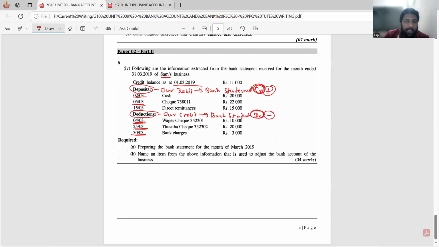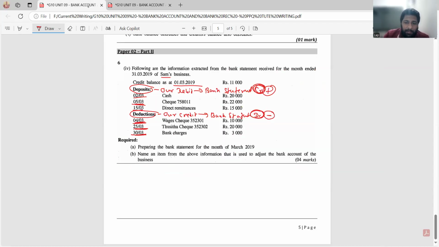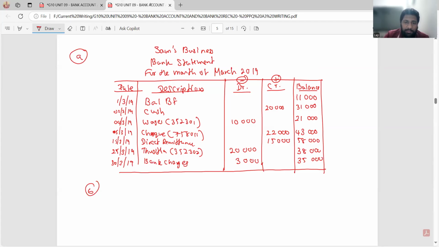So that's part A of the question. Part B, what are they asking? Name an item, one item, which should go to the adjusted bank account. So we can name two. Direct remittance is there, 15,000. Bank charges, 3,000. Both the answers are correct.